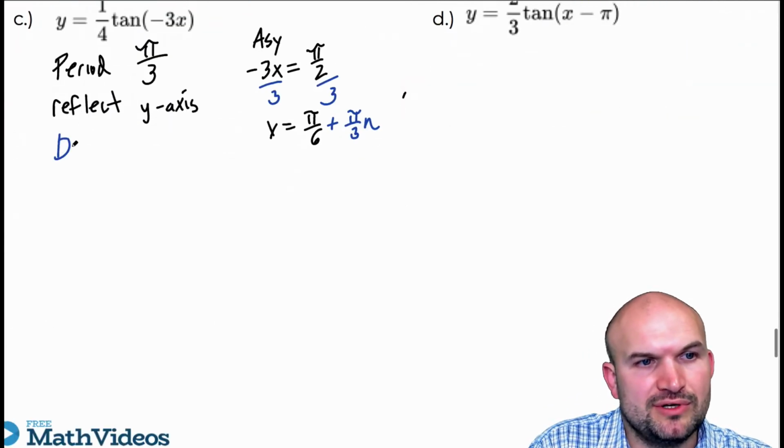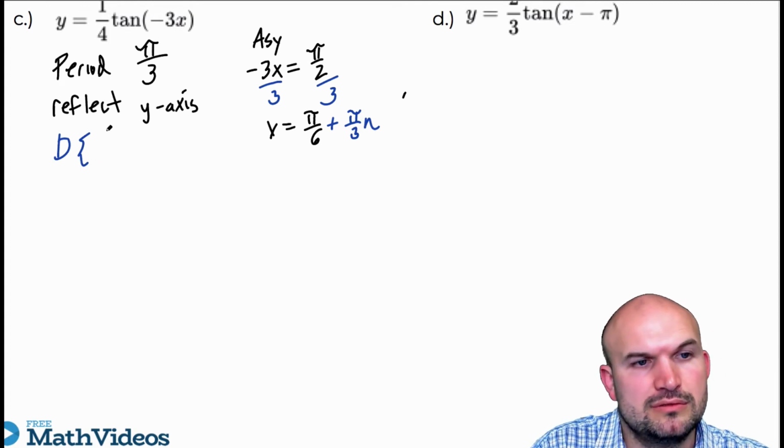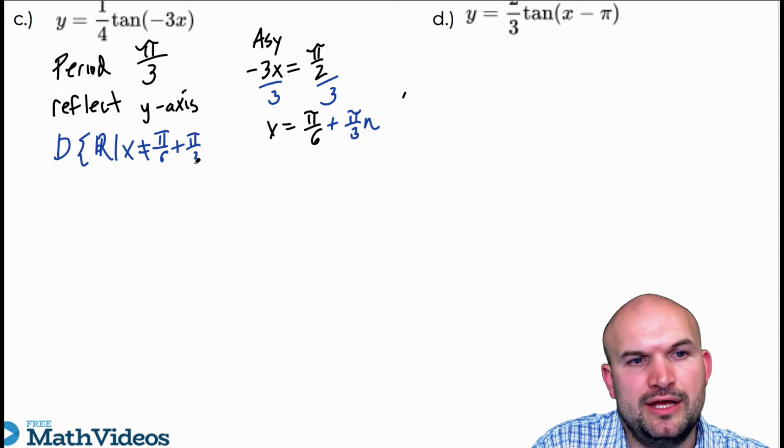So let's look at this one. The domain here is going to be all real numbers such that x cannot equal pi over 6 plus pi over 3n.